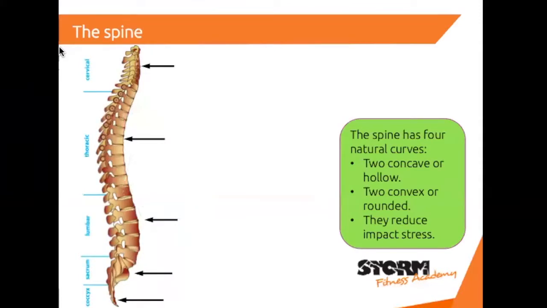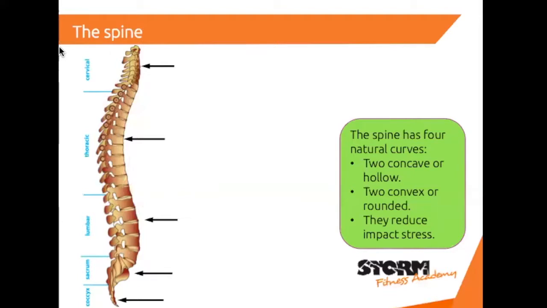Okay, moving on to the spine. You've got different sections to your spine. Right at the top, we've got what we call the cervical section. In the middle, we've got the thoracic. And then towards the bottom, we've got the lumbar. And then we've got two areas which are actually fused bones. So those bones don't move. Which are the sacrum and the coccyx.